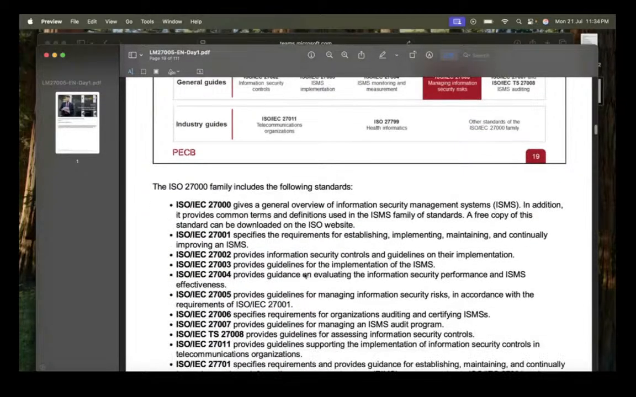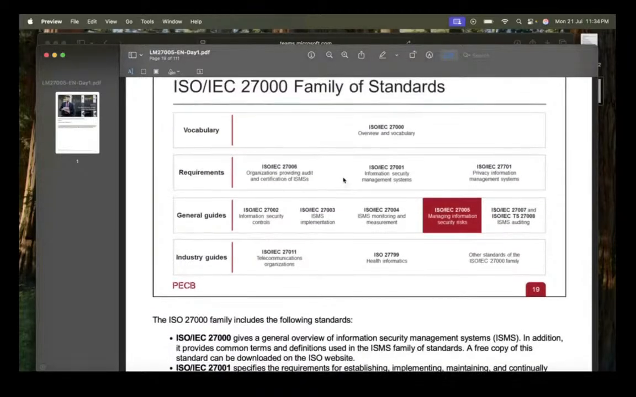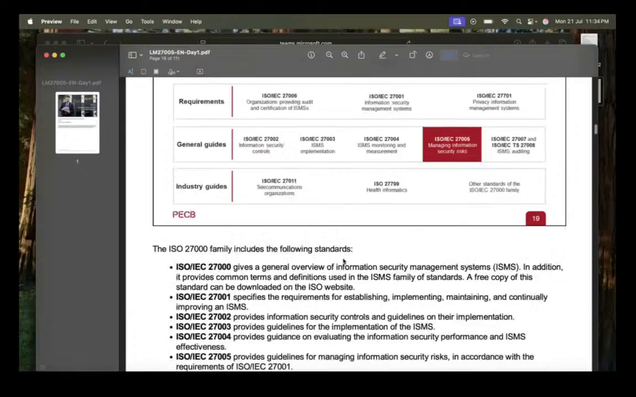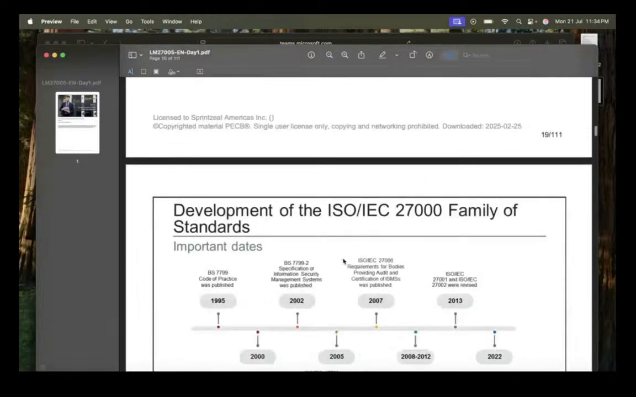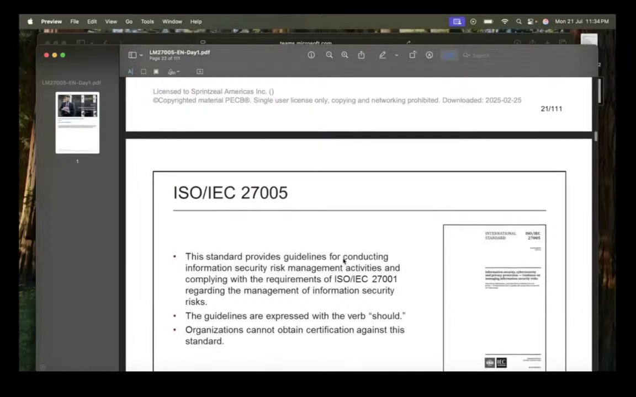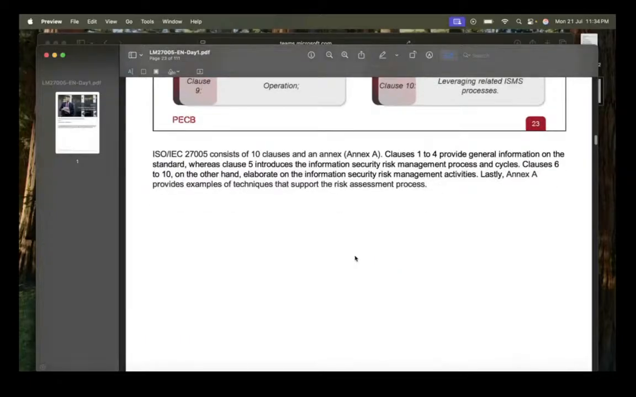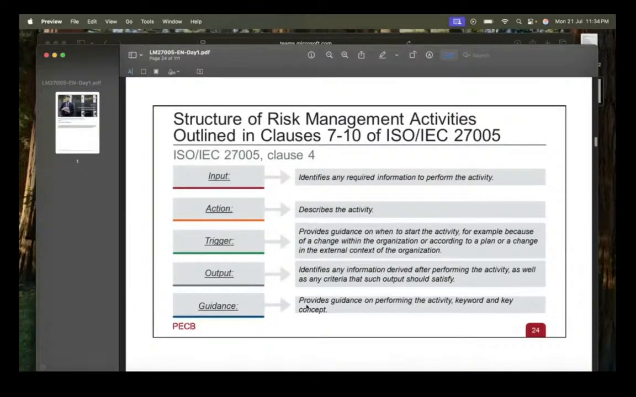So these are some important points we have discussed regarding the family of standards, what each standard describes. There are some standards which only tell about the requirements, then some which work as general guides, and then some industry specific standards. I am not going into detail since we have already discussed this. This is just a little recap so that we can move forward today.